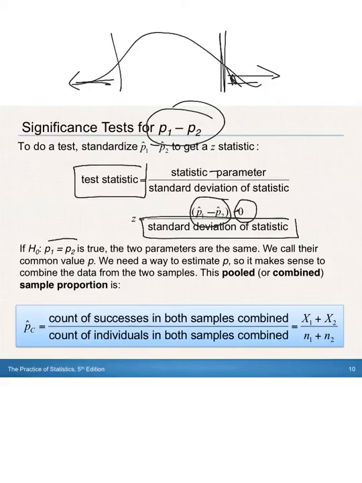Because we're assuming that P1 is equal to P2, then we're going to go ahead in our standard deviation and we're going to pool the sample proportions. So we're going to go ahead and look at the original fraction that gives us the proportion for P1, and we're going to add it to the fraction for P2 as if it were one large sample, and that becomes our pooled or combined proportion.